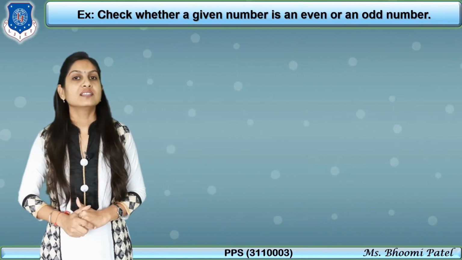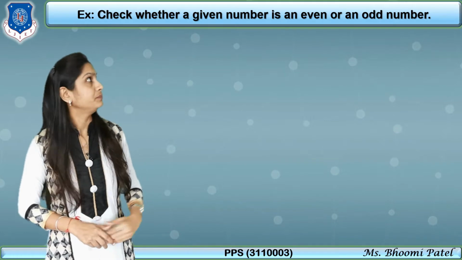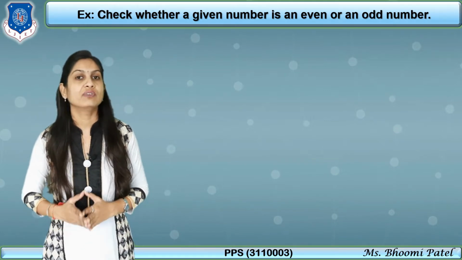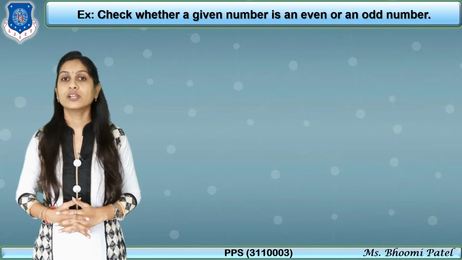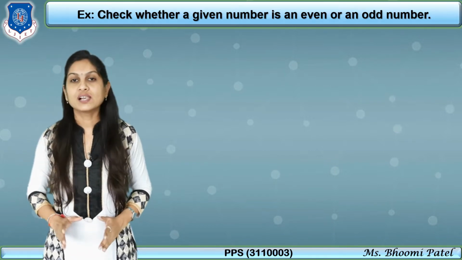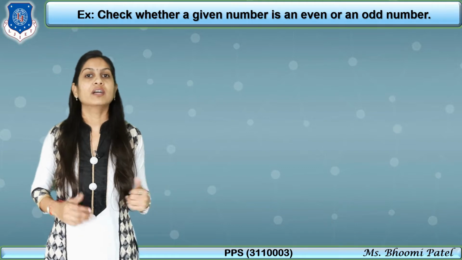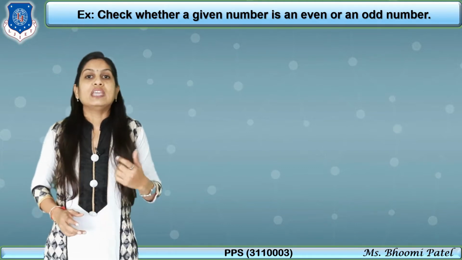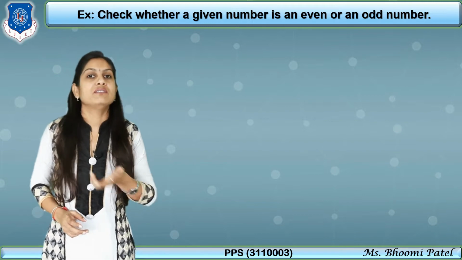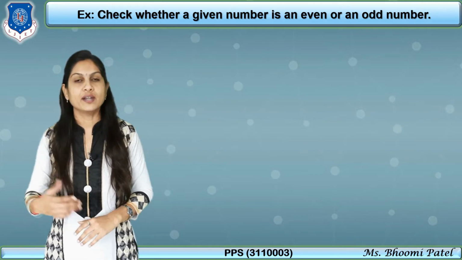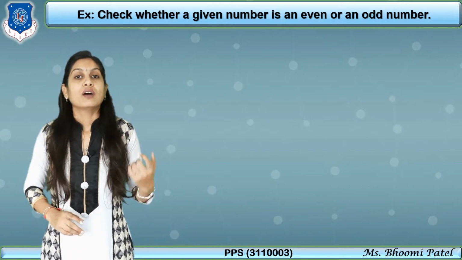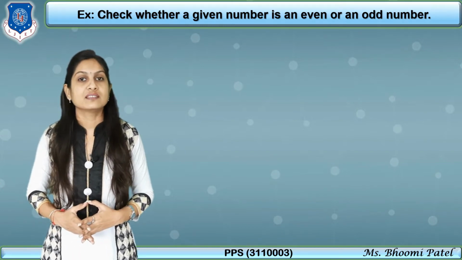Now understand this with an example. Here I have taken a simple example to check whether the given number is even or odd. All of you are aware of the words even and odd, you learned them in mathematics. An even number is divisible by 2, and an odd number is not divisible by 2. So how can we check whether it is even or odd?